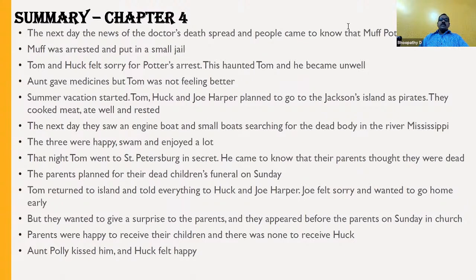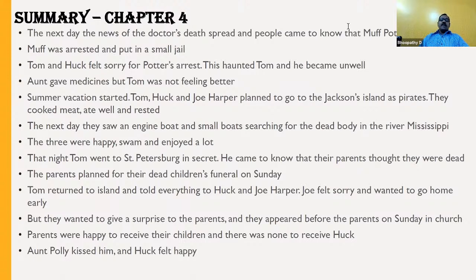So he returned to Jobson's Island, and he shared the news with the remaining two boys, Joe and Huck. They felt very, very excited and very happy, and they felt like heroes because of this adventurous thing. And they planned to appear before the church on Sunday during the funeral. They wanted to surprise the parents and appear before them in church.